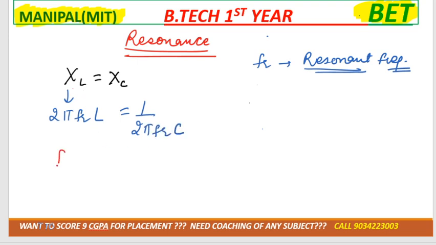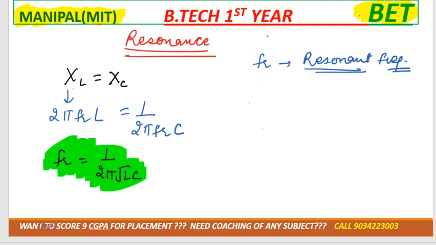If we calculate the resonant frequency, then from these terms the formula would be 1 by 2 pi root LC. So this is the new formula that comes out for the resonance condition: resonant frequency is always 1 over 2 pi root LC.